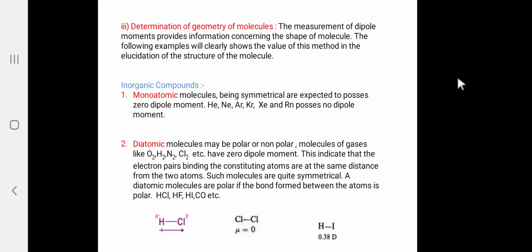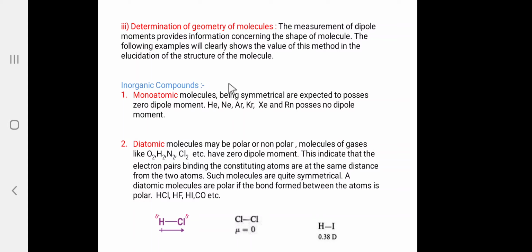Let us consider the next one, determination of the geometry of the molecules. Here the dipole moment data is also very useful to determine the geometry of simple molecules. The measurement of the dipole moment provides information concerning the shape of the molecule. The following examples will clearly show the value of this method in the determination of the structure of the molecule. There are two types of compounds, inorganic compounds and organic compounds. Let us consider one by one.